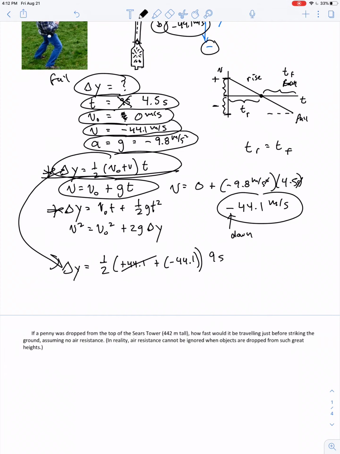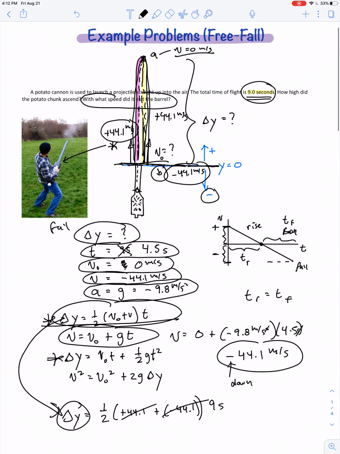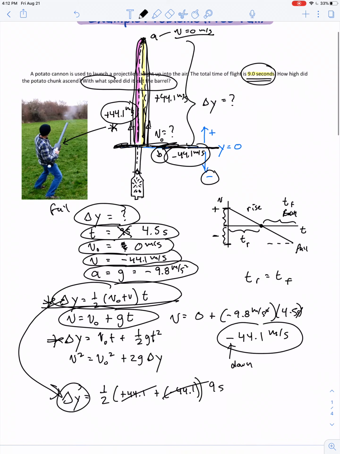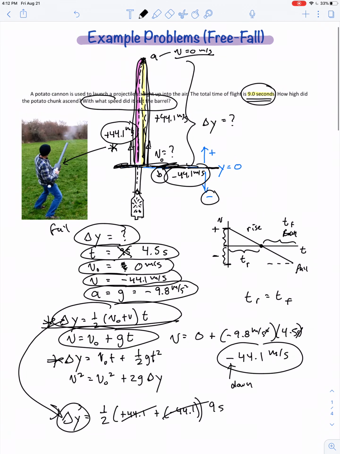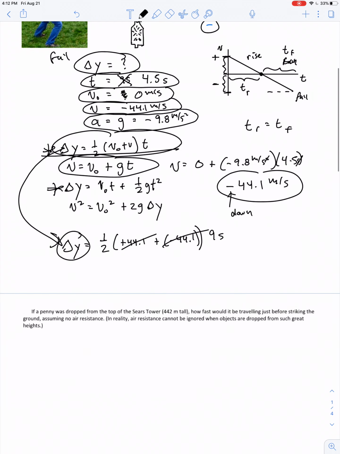But of course, all this would give 0, and we'd have a displacement of 0. But of course it's a displacement of 0. When an object returns to the same position it started from, then the overall displacement is 0. So that's not what we're looking for. We want the displacement from when it first leaves the barrel until it reaches the top.